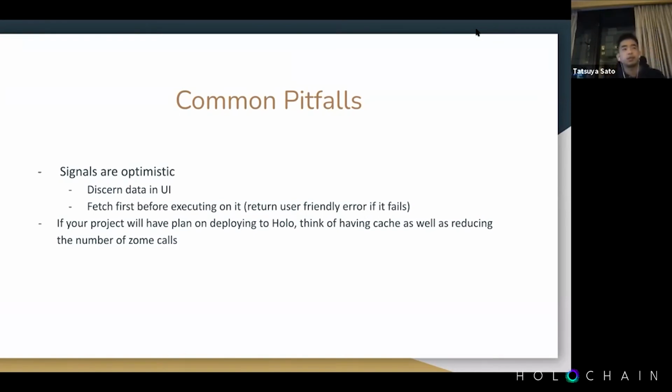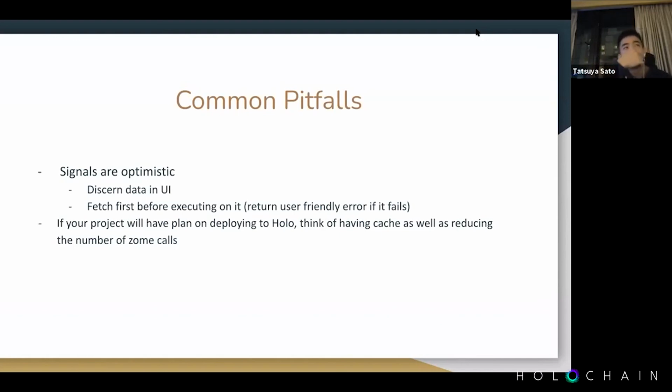Because if I send a message in the group chat, I would like to rapidly notify all the members in the group chat. Then after finishing committing the entry to the DHT, I could let the other agents know through signals that I sent this message. And if you, as the receiver of that message, act on that data, the zome call could fail.